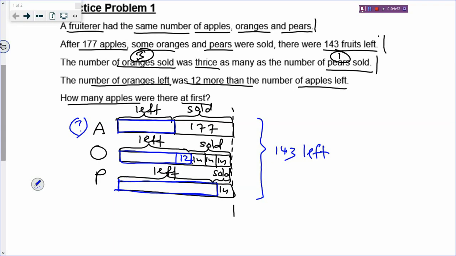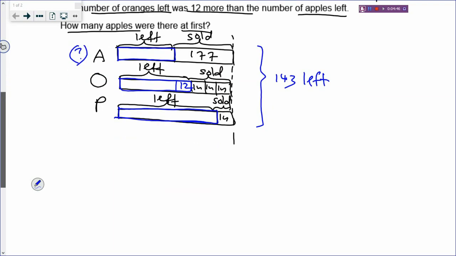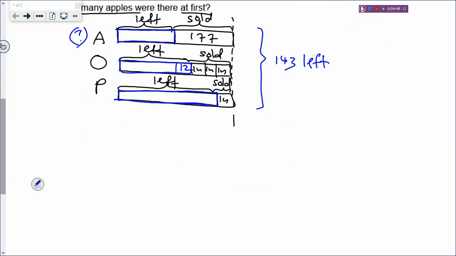Alright, now the model is done already. So this is how the model looks like. So how are we going to use the model to solve the question? So the model has become your question. Alright, this is how you do. Now you can see the blue color boxes, they are the leftover fruits. So all I have to do is I can just cut here.